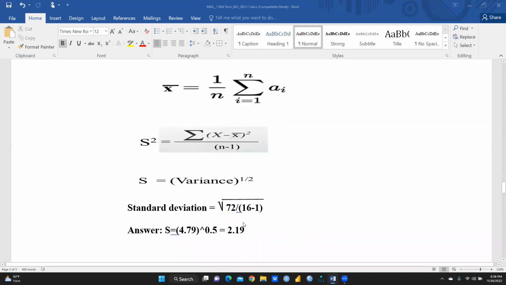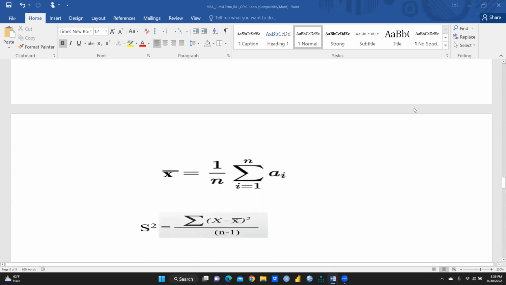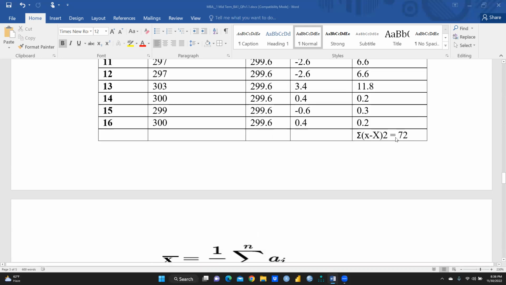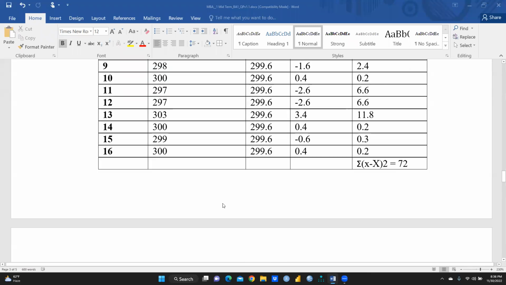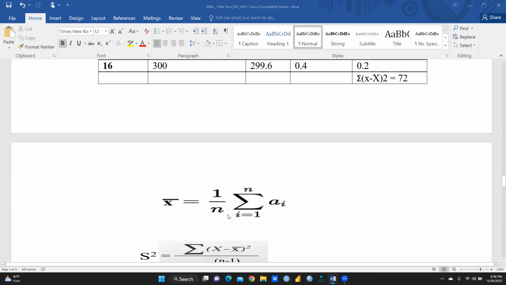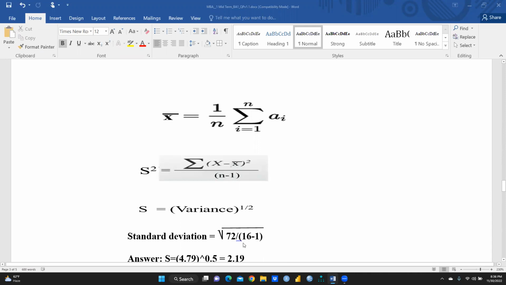So how do we calculate it? 72 means the summation of x minus x bar whole square is 72. You can see I have replaced this value with 72. N minus 1, where n is the total number of samples. My total number of samples is 16. 16 minus 1 means 15. So we will divide 72 by 16 minus 1, that means 72 divided by 15.